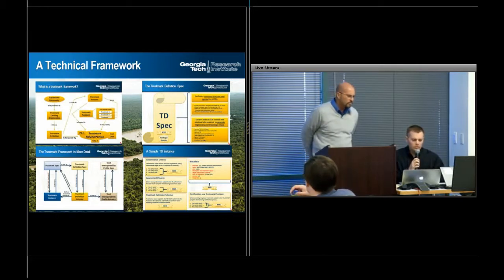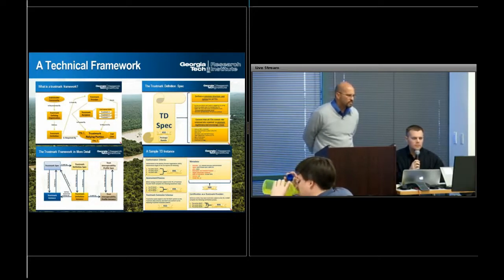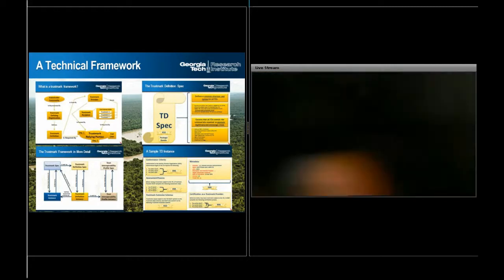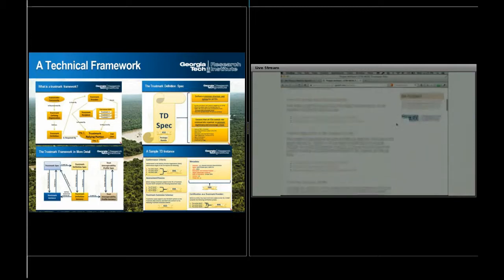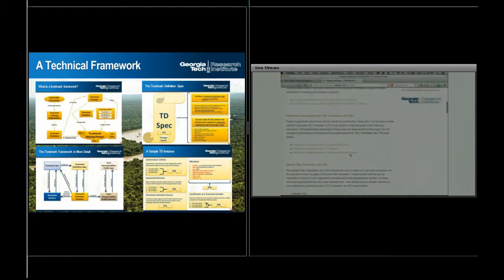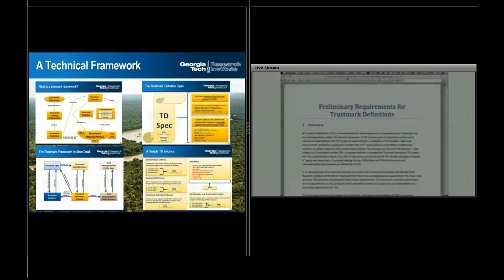Before I pull up the spec, I just want to let you know, for those who might want to follow along on your own computer or maybe at home, what I'm going to show you is already posted online on our website. If you go to our Trustmark pilot webpage and go to the artifacts page on that website, you'll be able to find these documents under this section right here, preliminary requirements for TDs, trust marks, and tips. And there's a series of PDF files. And so we're going to be looking at the preliminary requirements for trust mark definitions.